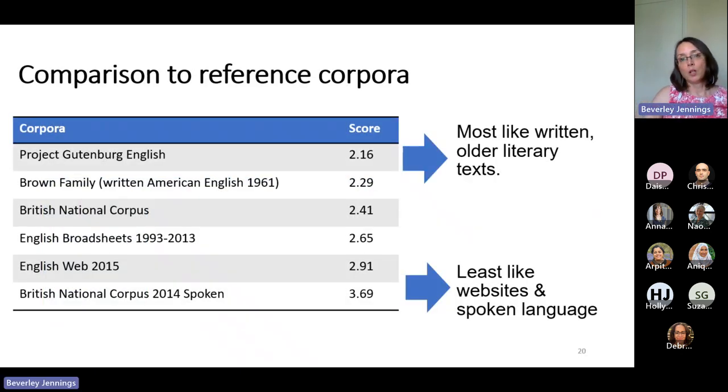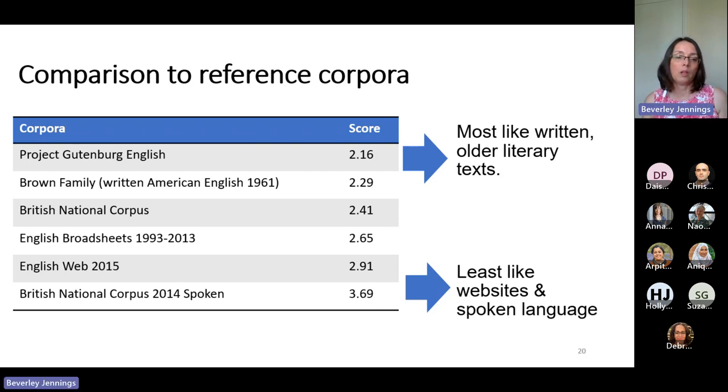I created my corpus and then used the tool in Sketch Engine to compare my exam text corpus with lots of other reference corpora. It gives you a number that shows how alike the exam text corpus is to these reference ones, and the smaller the number, the more alike the corpora are. My corpus was most like, out of this list, Project Gutenberg English, which is older literary text, which is kind of what I found with Hostel, wasn't it? That it was older literary text that was a match for it, but not just for the word Hostel, now for the whole exam text corpus.